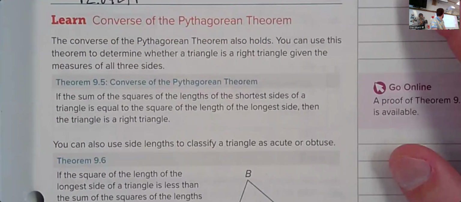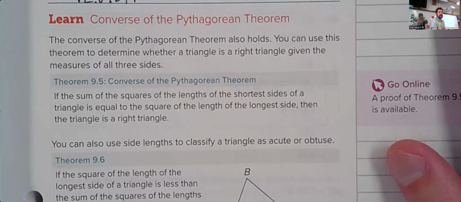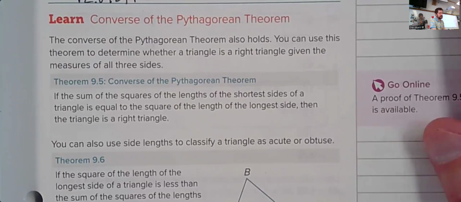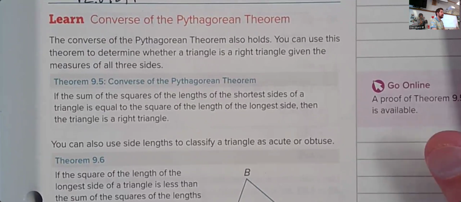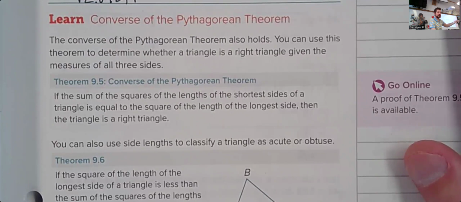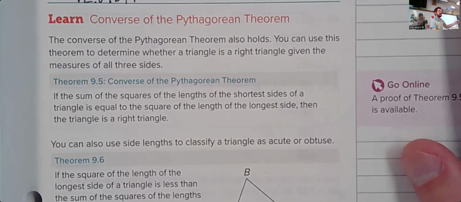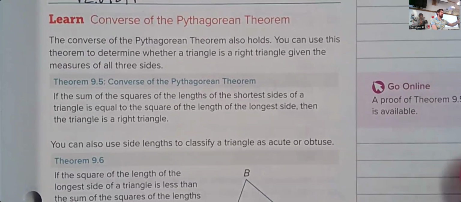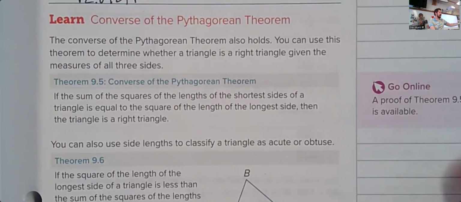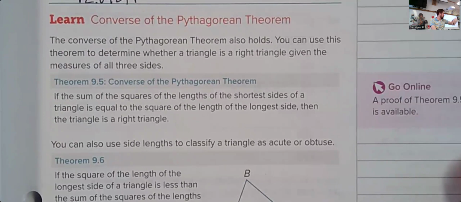So the converse of the Pythagorean theorem also holds. That basically says that if you have a triangle and the two shorter sides of the triangle squared equal the longest side of the triangle squared, that means that the triangle is a right triangle. So instead of starting with the right triangle and saying squares of the legs equal the square of the hypotenuse, this says the other way around.